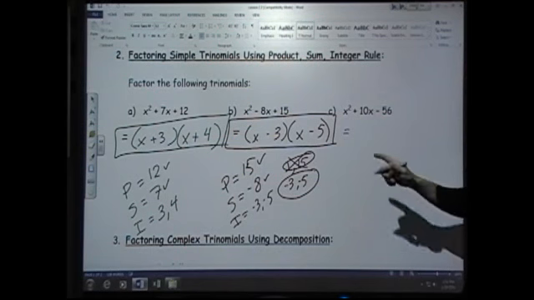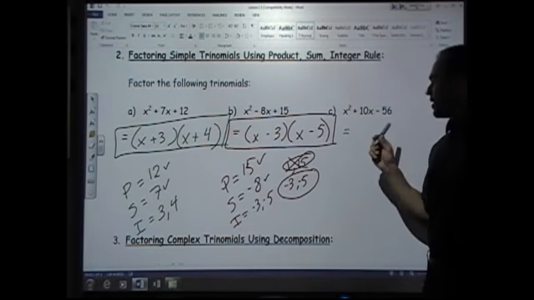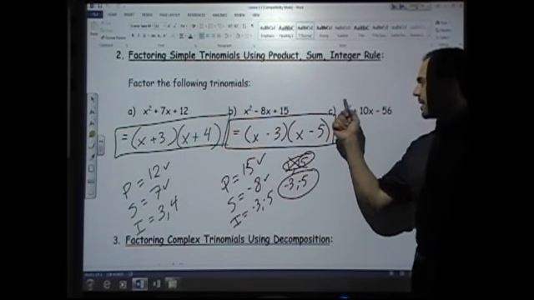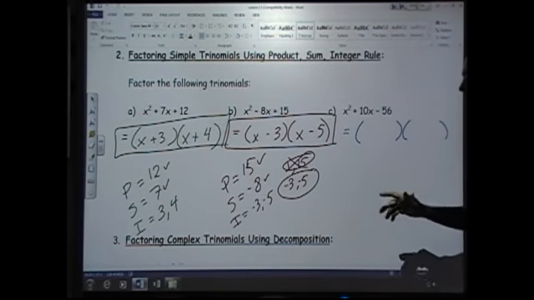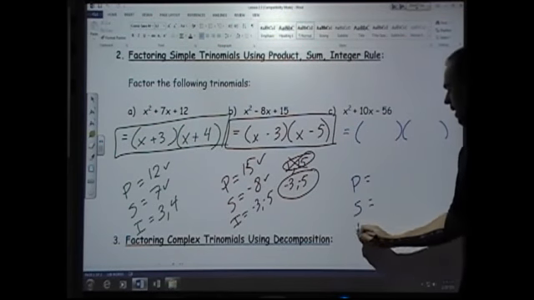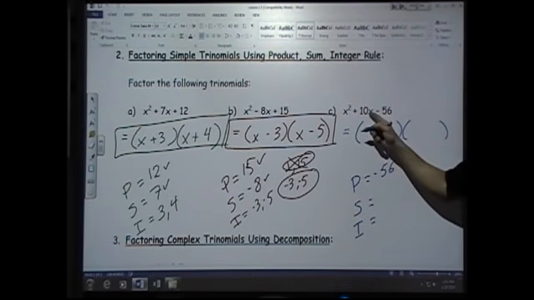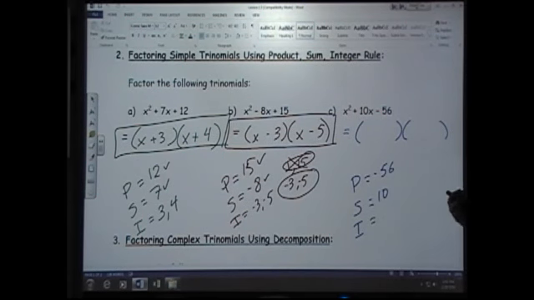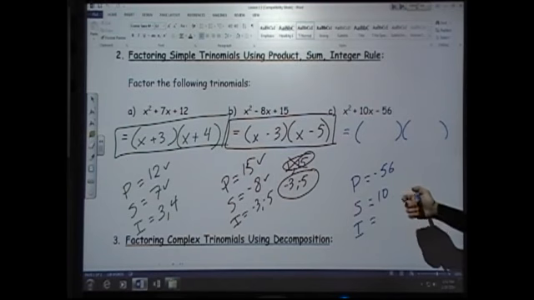The final one here says x squared plus 10x minus 56. So again, I checked for a common factor. There's no common factor. I know it's a simple trinomial because there's a 1 in front of the x squared, so I should be able to go straight to the answer if this is factorable. So I'm going to use the product sum integer rule, and the product of this thing is negative 56. The sum of this thing is 10, and for the two integers I'm looking for, again, if you are ever stuck, you have to look at what multiplies to 56.